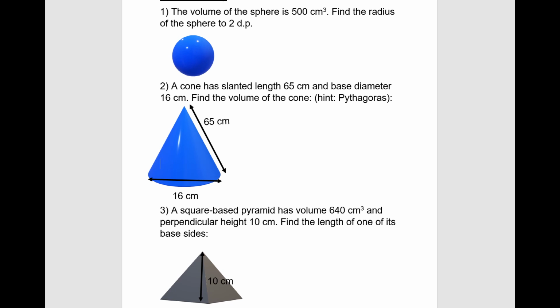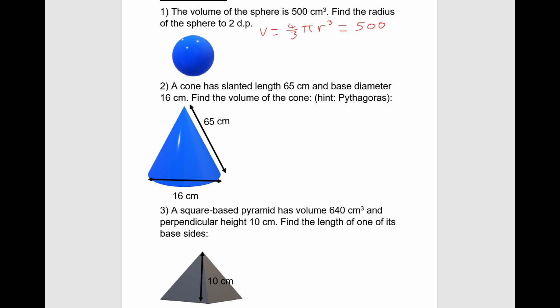The volume of the sphere is 500 centimeters cubed. Okay, let's go to the answers. In the first question, we know that the volume of the sphere is 4/3 pi r cubed. And we're also told the volume is 500. So I basically needed to solve this equation for r.